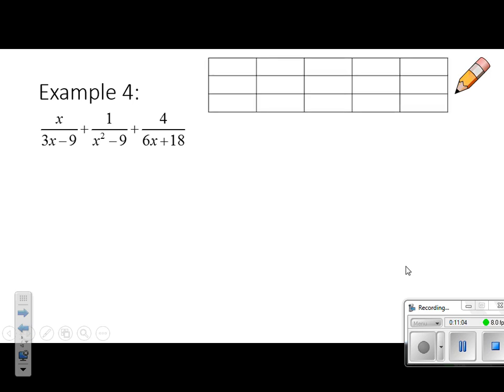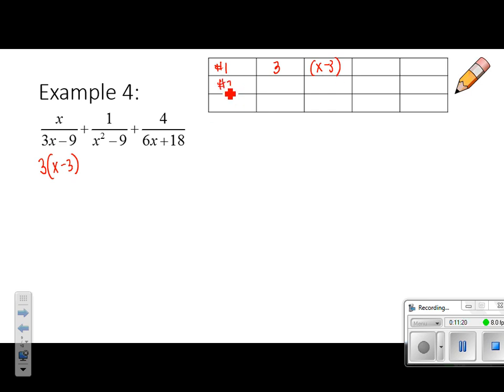So I need a table with 3. Let's start with fraction number 1. All the factors here. Well, I can take a 3 out. So it'd be x minus 3 and 3. So it'd be 3 times x minus 3.